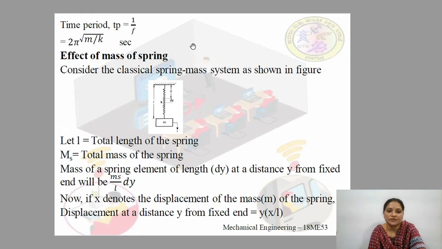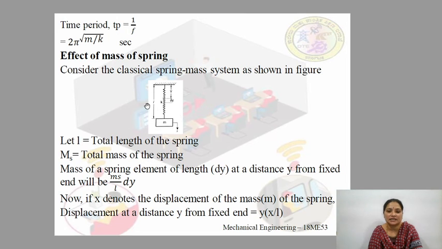Now, we shall discuss how the mass of the spring is going to affect. Effect of mass of spring. Considering the same classical spring mass system for our analysis, the spring mass system is shown in the figure. Let us consider that the spring has a stiffness k and the mass m is attached to one end of the spring and the other end of the spring is fixed.